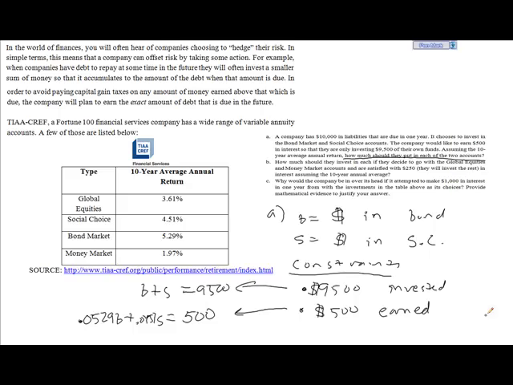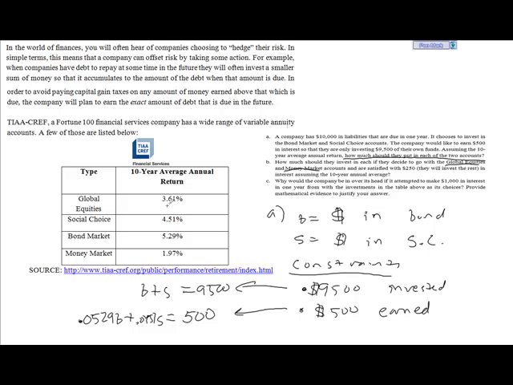Okay, in part B, we want to know how much should they invest in each if they decide to go with the global equities and money market accounts and are satisfied with $250. They will invest the rest in interest, assuming the 10-year annual average. So now they're going with different accounts, global equities and money market.